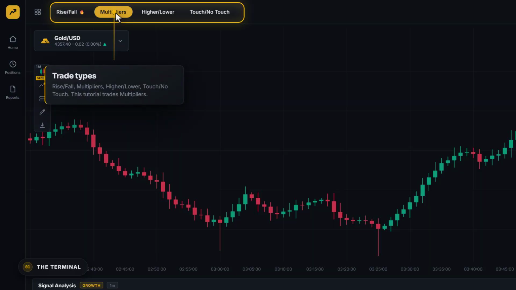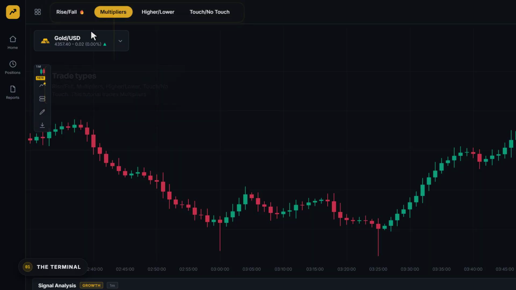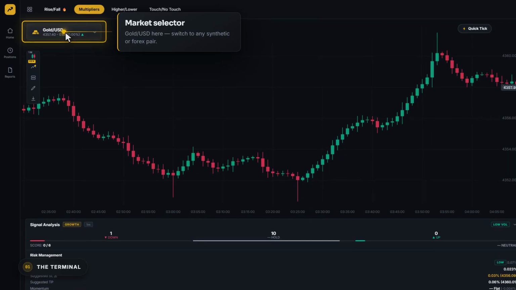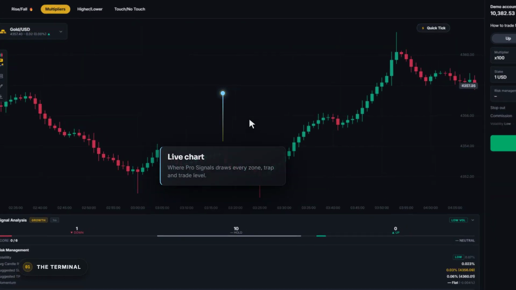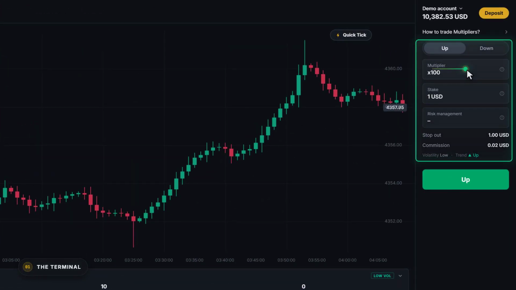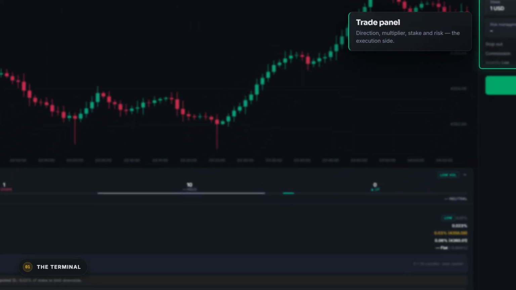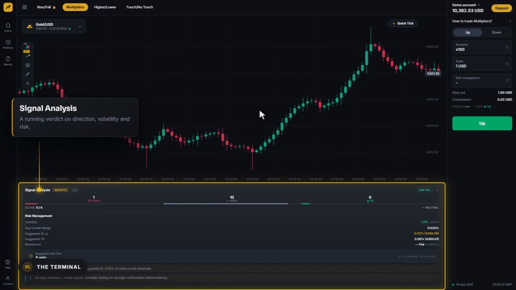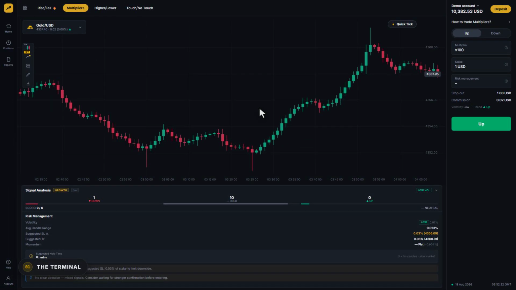Across the top, you pick your trade type: rise and fall, multipliers, higher, lower, or touch, no touch. On the left is the market selector. Right now we're on gold versus US dollar. The center is your live chart. On the right is the trade panel, and along the bottom sits the signal analysis engine. Every tool we cover lives on this one screen.